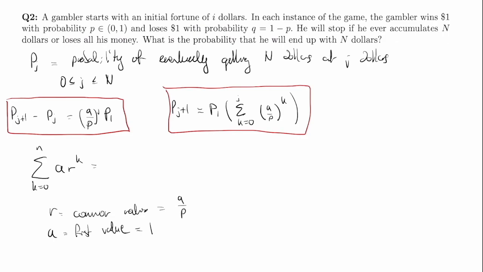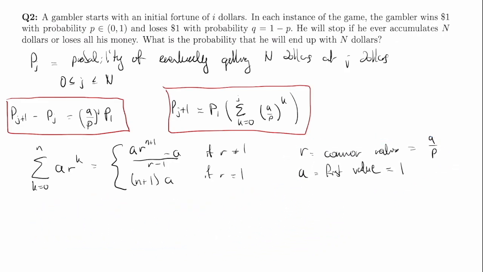And so what is this geometric series formula actually? It's split into two cases. One is when the ratio is 1, and then one is when the ratio is not 1. So if the ratio is not 1, this is equal to a times (r to the n plus 1 minus 1) over (r minus 1). So this is if r does not equal 1. And if r does equal 1, this is just n plus 1 times a.